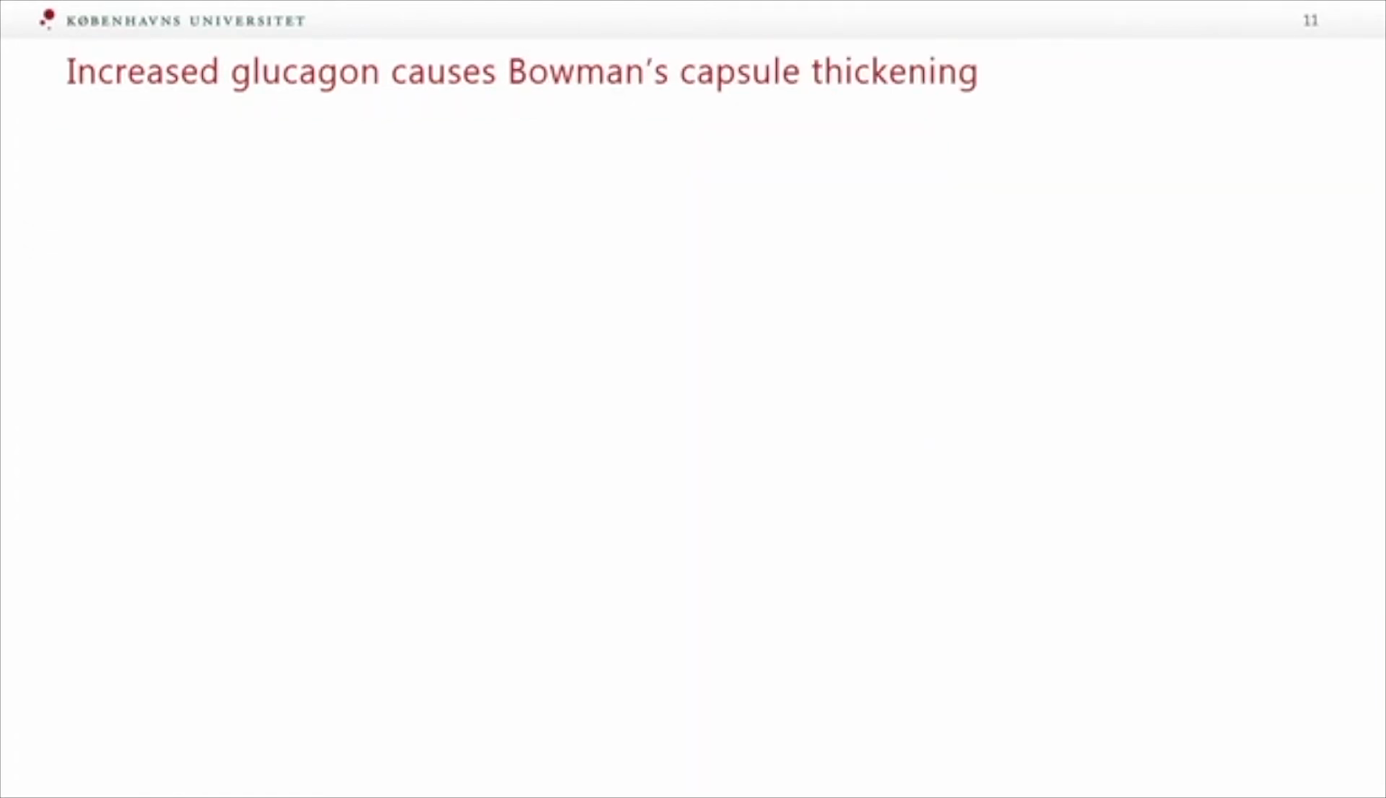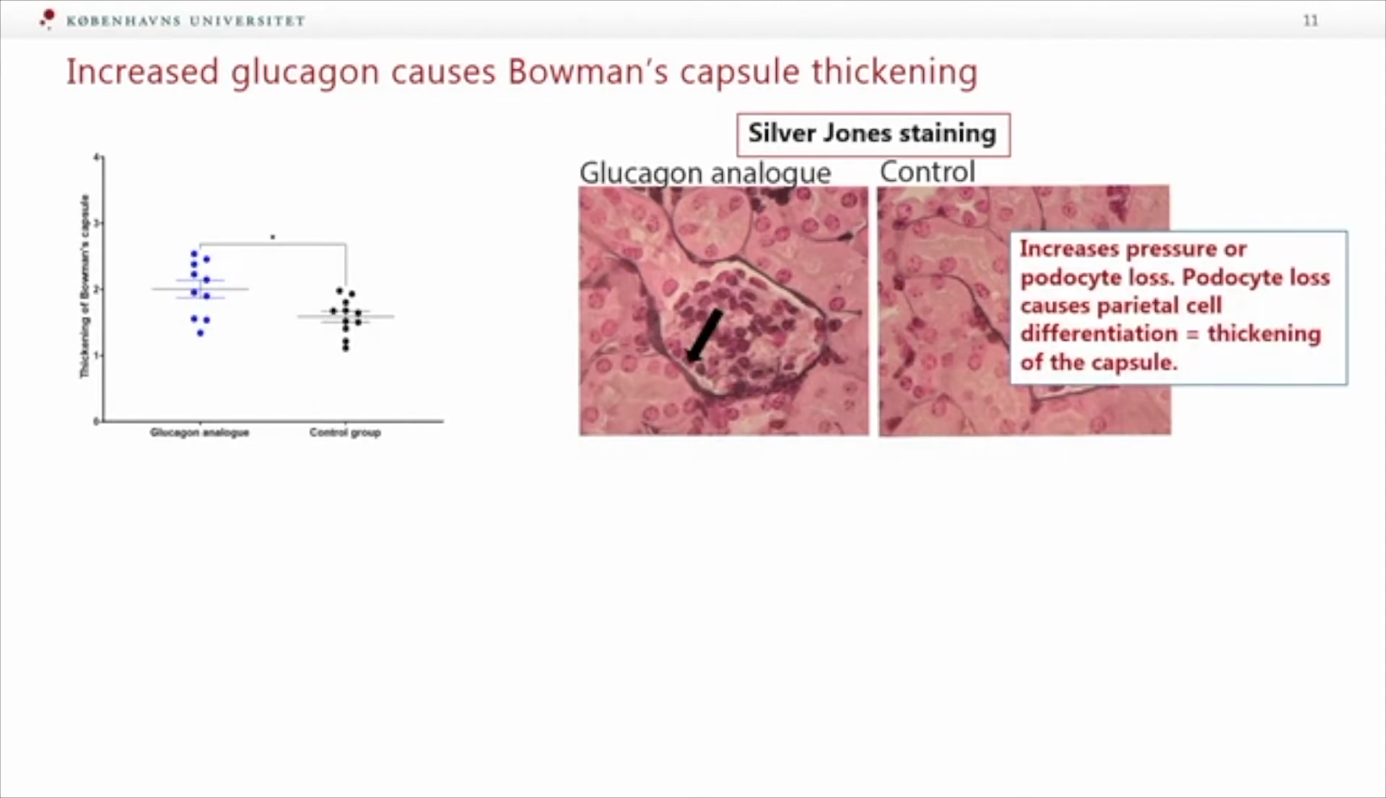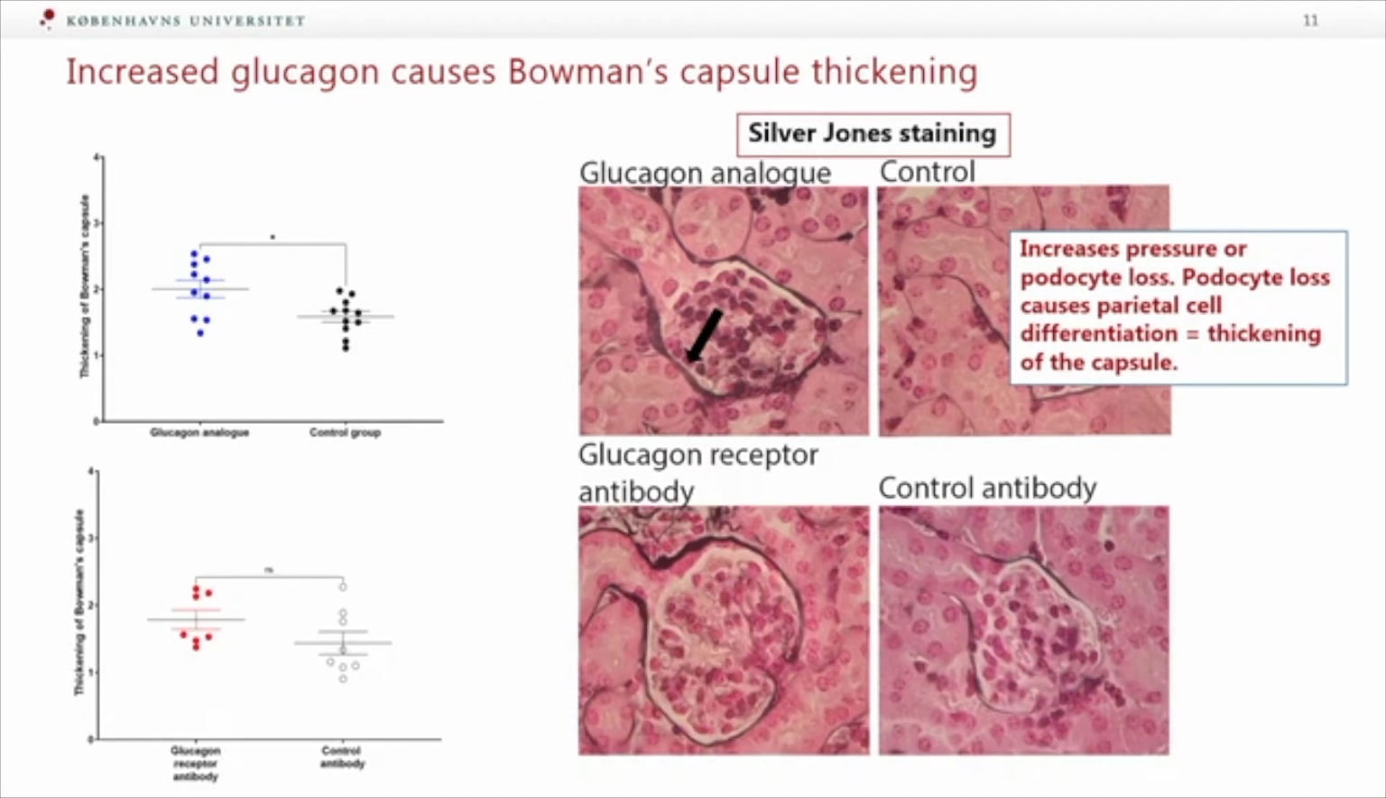And then we also assessed a histomorphological measurement of the parietal layer of the Bowman capsule. And here we found that the glucagon analog-treated mice had a significant increase in the thickening of the capsule. And this might be due to increased pressure or even podocyte loss, which causes parietal cell differentiation and then causes a thickening of the capsule. And no changes were observed when blocking the receptor.